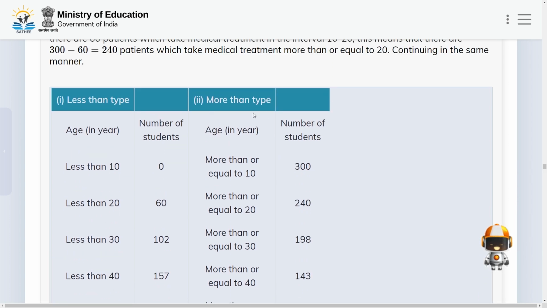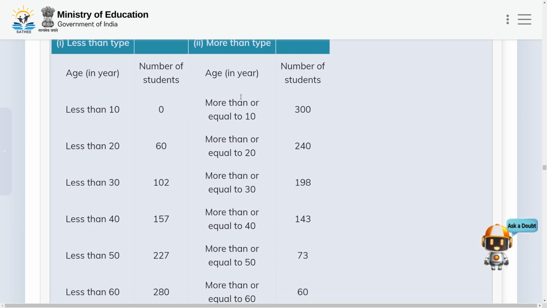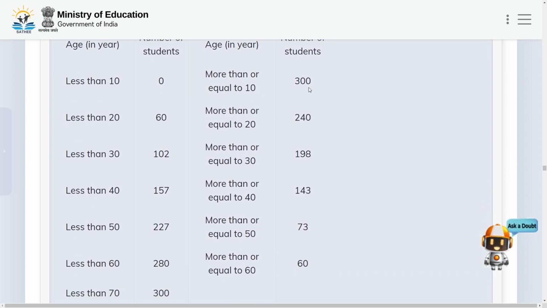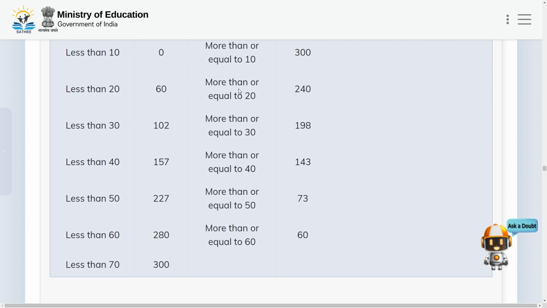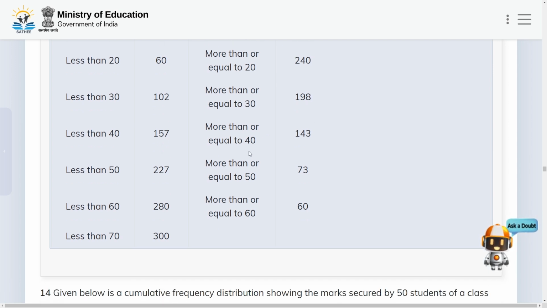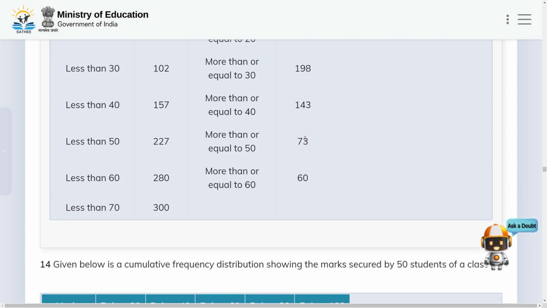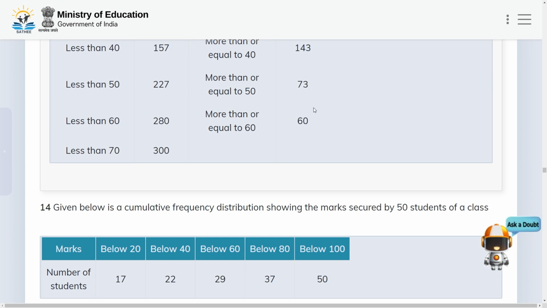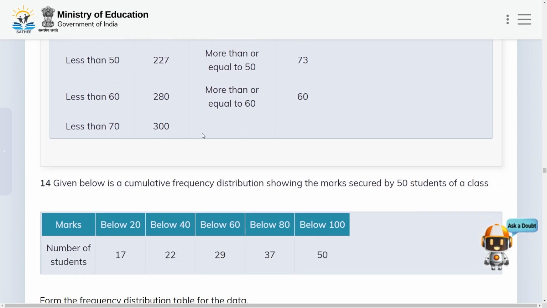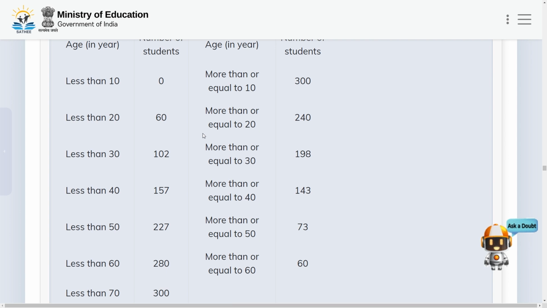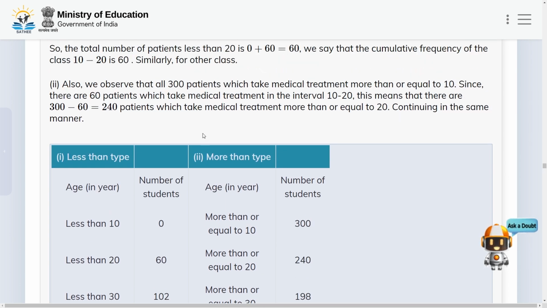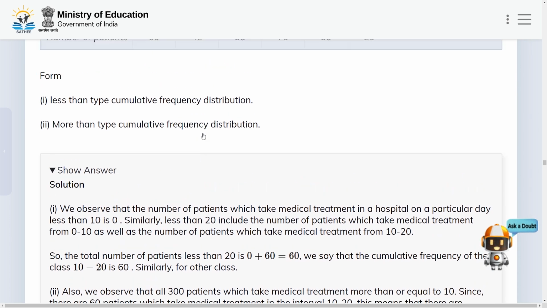And the more than type table: when age in years is more than or equal to 10, the number of patients is 300. When more than or equal to 20, the number of patients is 240, and then more than or equal to 30, 198, more than or equal to 40, 143, more than or equal to 50, 73, and more than or equal to 60, the number of patients is 60. Okay, so these are the two tables of cumulative frequency distribution.